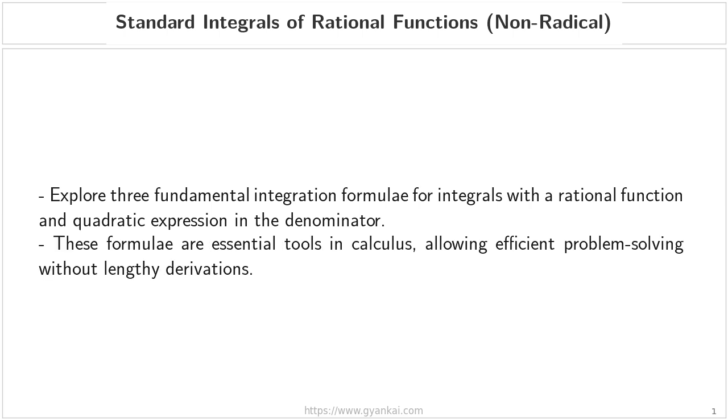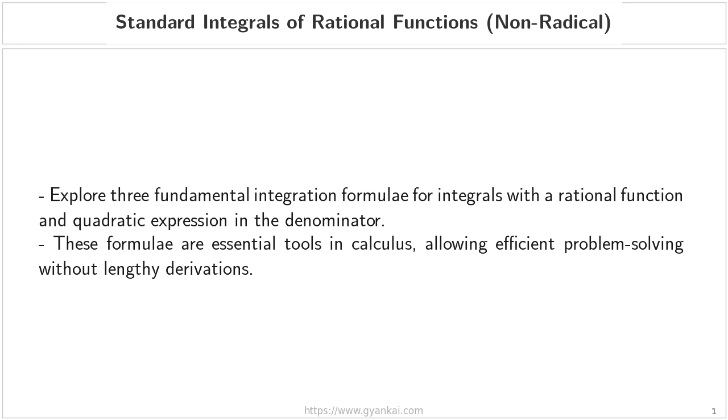The key thing to understand is that these formulas are essential tools in calculus. They allow us to solve certain integration problems very efficiently. Instead of having to go through a potentially long and complicated derivation every time, we can simply plug in the values and get the answer. We'll be seeing how these formulas are derived using techniques like partial fractions and trigonometric substitution in the following slides. But for now, the focus is on recognizing when to apply these formulas.